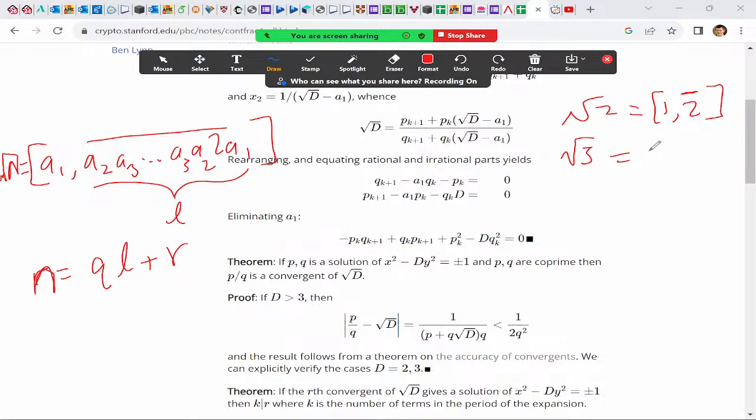Yeah? Root 3, I think it was a 1, 1, 2 repeater, like that. So the period length is 2, yeah? And so every even one is a solution to Pell's equation, but every odd one is a solution to like minus 2 or something. And there's actually no solutions to minus 1, okay? So that agrees with the examples, a few of them.